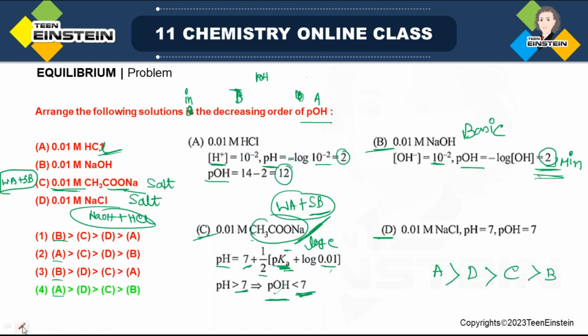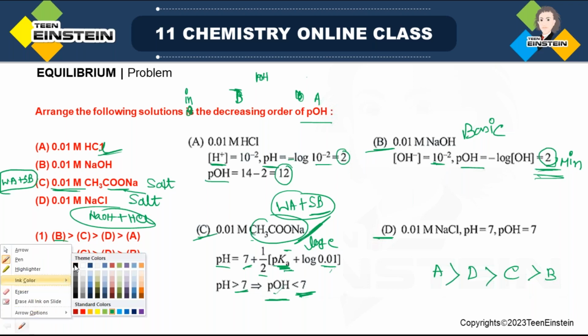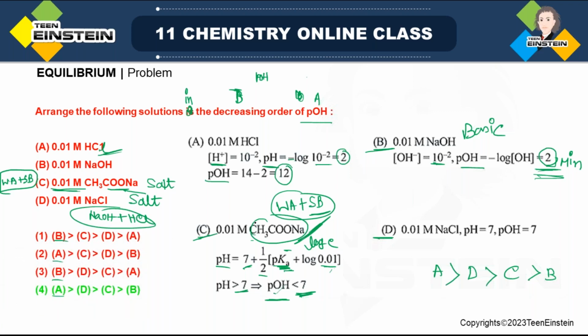But I will always suggest that in this type of problem, rather than spending time on calculation, you can choose directly. Because even if you have problems in doing pOH calculation, first you can do it in terms of pH. So suppose the problem is given in terms of pH, the maximum pH will be for what? Obviously for NaOH, because it is basic. So maximum will be for B.